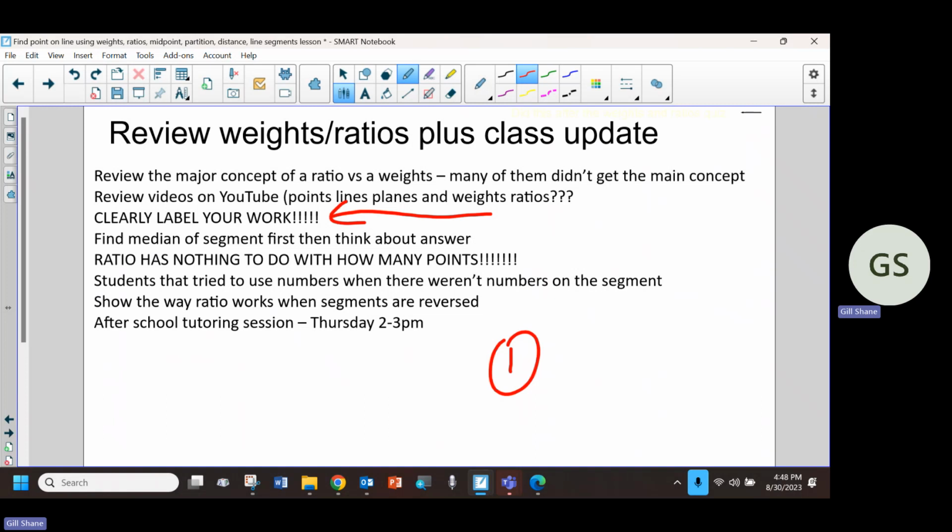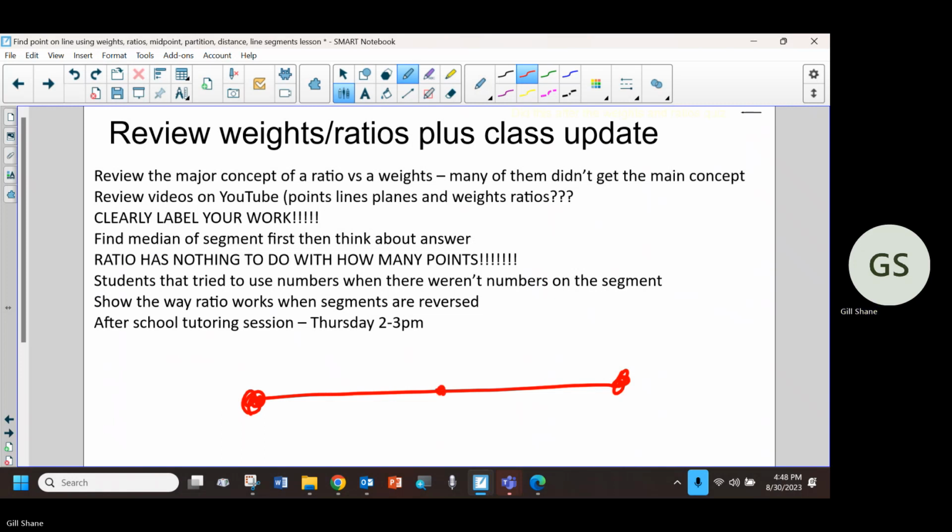I kind of talked about this again, when you're dealing with line segments and putting a point on a line with ratios or weights, or when we do midpoint, you'll definitely have to do it in midpoint. Start with the midpoint. So if you have a line segment, whether it's got numbers or not, just think, okay, the midpoint would be somewhere about here, because you're going to wind up using that in some way most of the time.